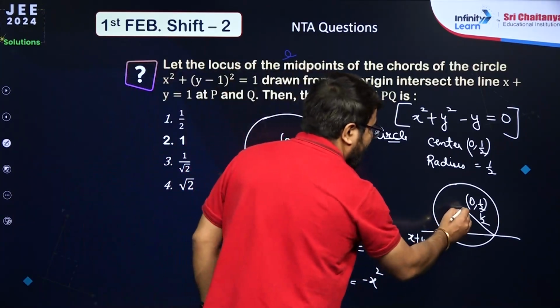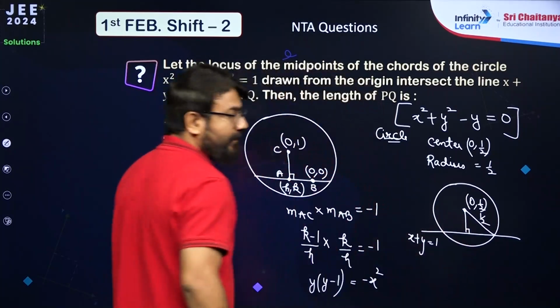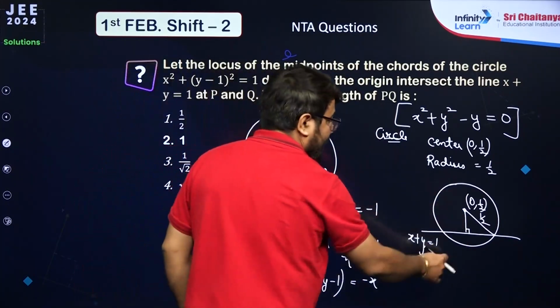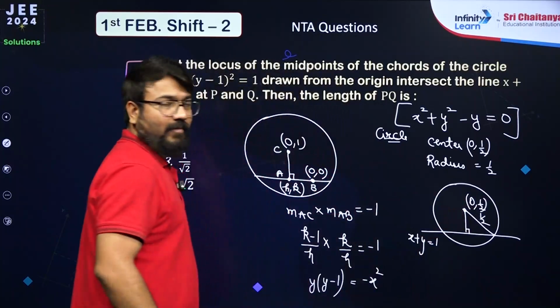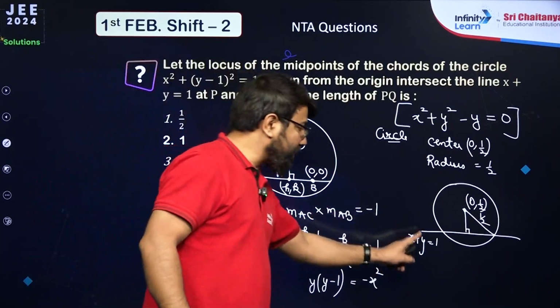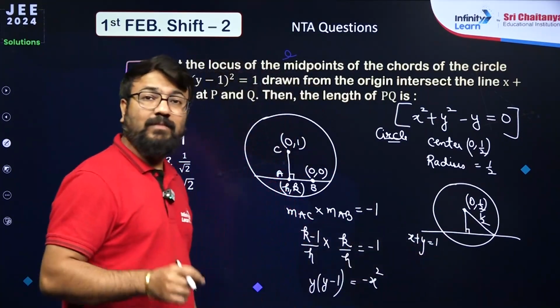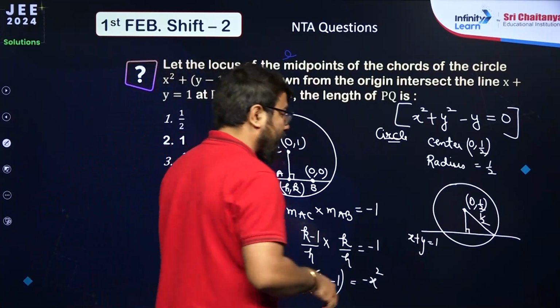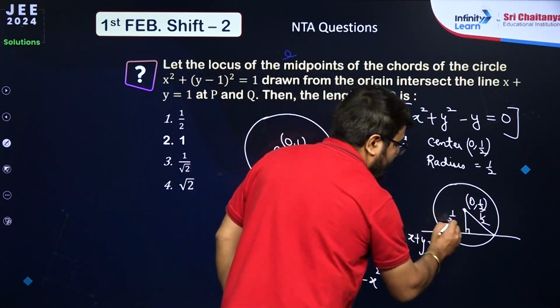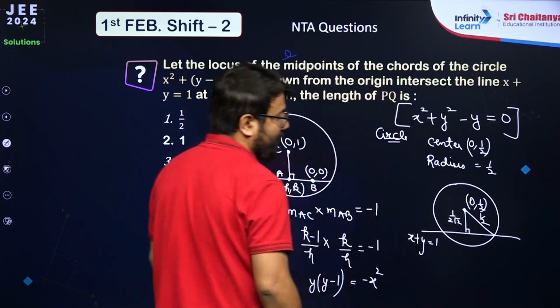From this point, I want to drop the perpendicular. I want to get this distance. So if I substitute the coordinate (0, half) into it, 0 plus half minus 1, so that will become minus half over root 2. So this will become 1 upon 2 root 2 distance. I hope you are able to understand.